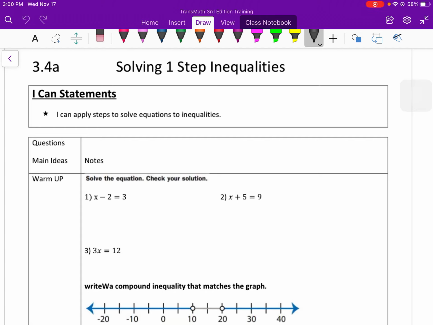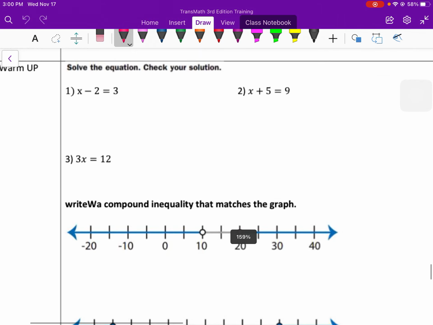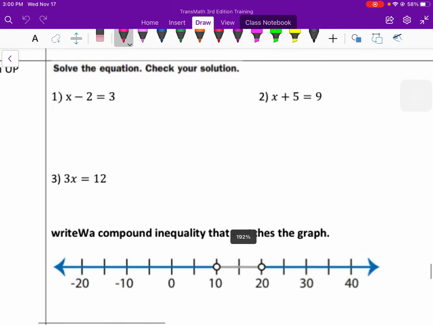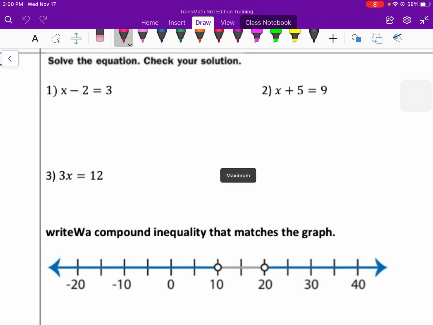Hey class, today we're going to be solving one-step inequalities. So we're going to start by reviewing how to solve a one-step equation. So we need to remember that we solve these equations with our inverse operations. Our goal is to get our variable by itself.